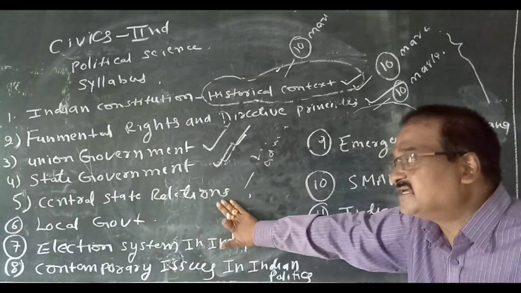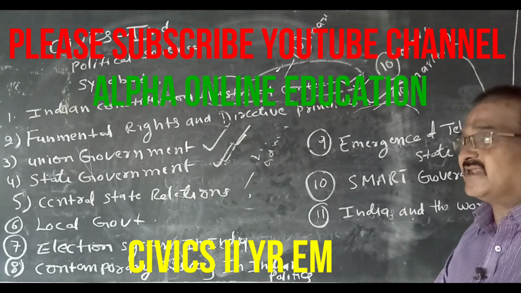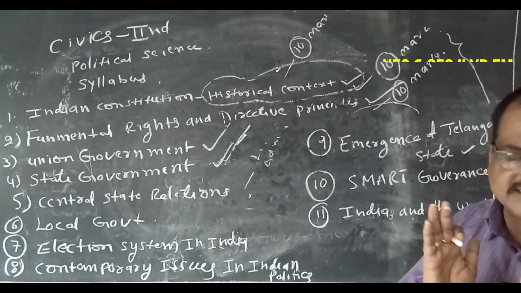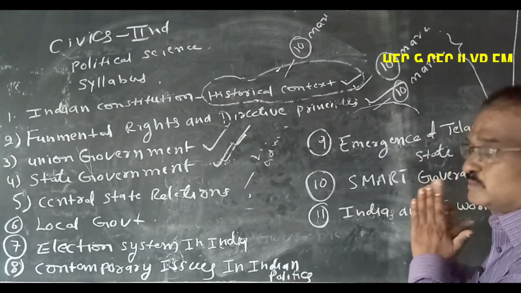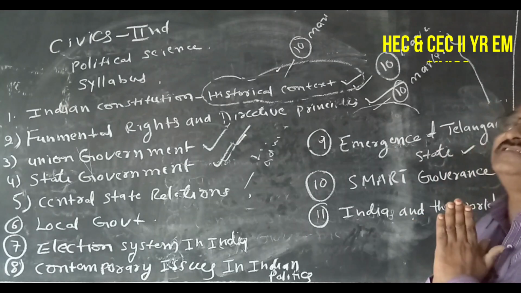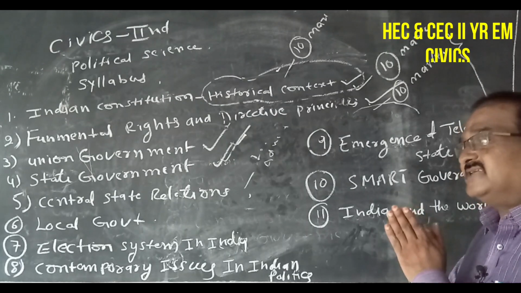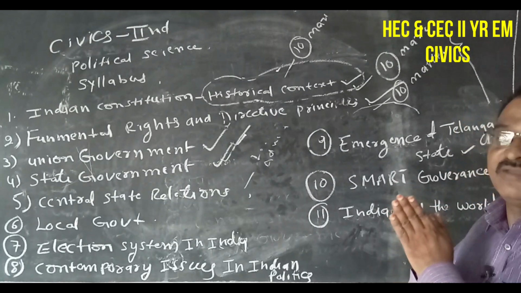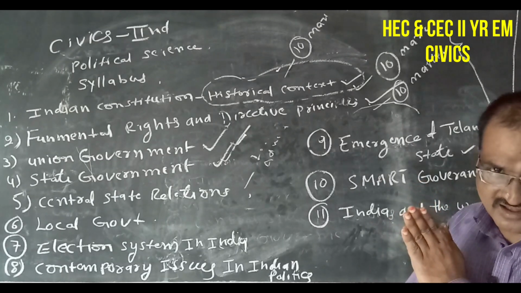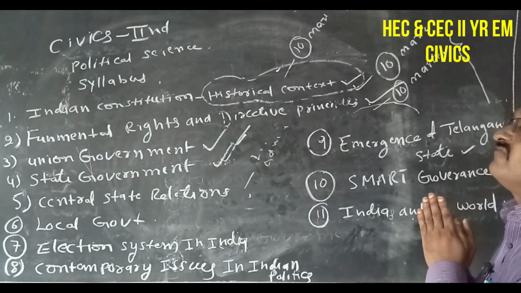And the 5th one is central-state relationship, the relationship between state and central. There are 3 kinds of relationship between state and central. One is legislative relationship, the second is administrative relationship, and the third is economic relationship. In the economic relationship, we study the Finance Commission: what the Finance Commission is, its composition, and its functions. And the 6th one is local government.